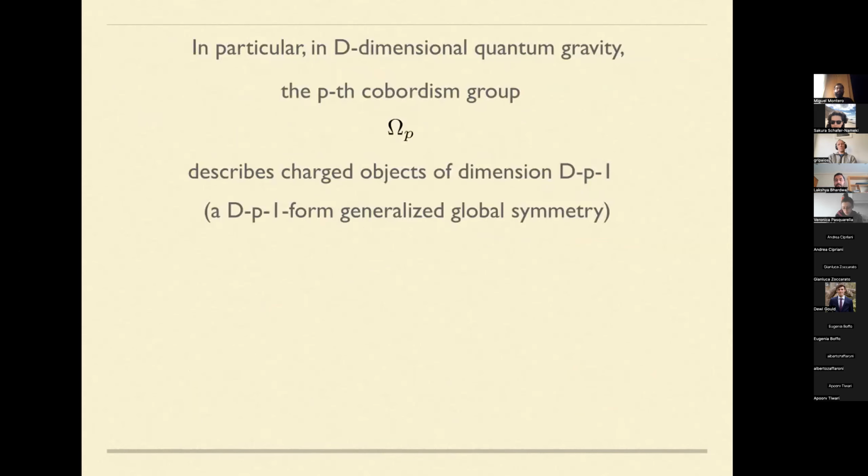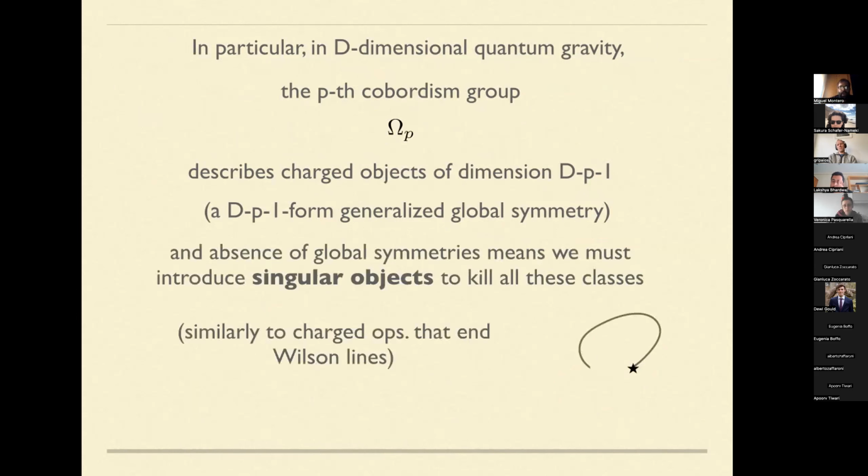To make it a bit more precise, if you have a quantum gravity in d dimensions, the cobordism group of p-dimensional manifolds, omega p, describes charged objects of dimension d minus p minus 1. For instance, before we had 4-manifolds, so p equals 4 and d equals 5. So this is actually a 0-form generalized global symmetry. And absence of global symmetries means that we must introduce singular objects that kill all these classes. So this is the general idea.